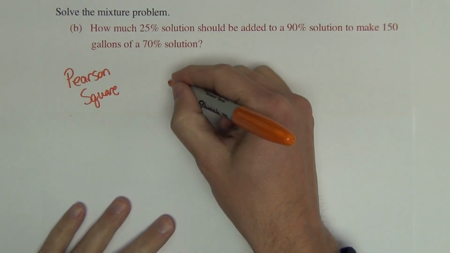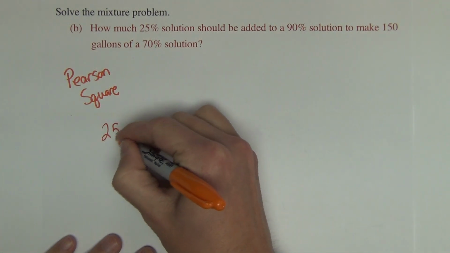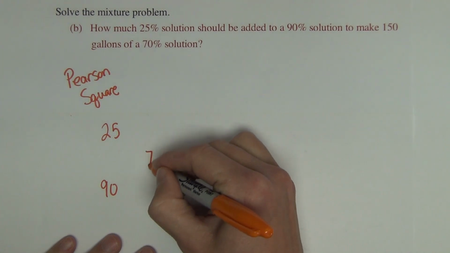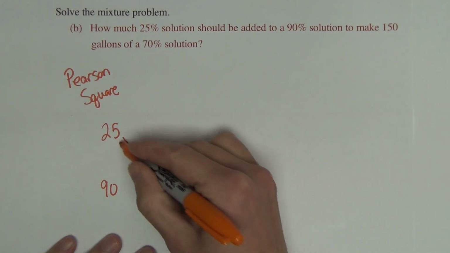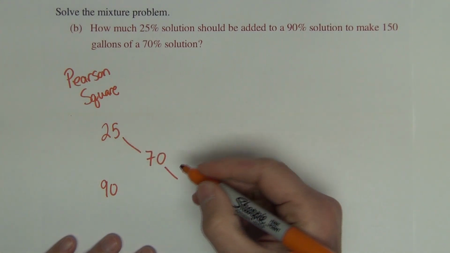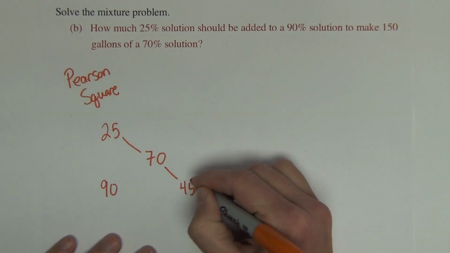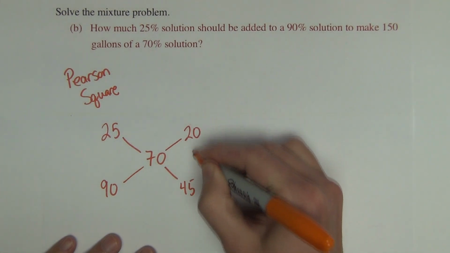So let's look at the percents first. We've got 25% and 90%. That's what we're mixing. We want 70%. So I'm going to take, on this line, I'm going to subtract. 70 minus 25 is 45. I'm going to subtract here, 90 minus 70 is 20.